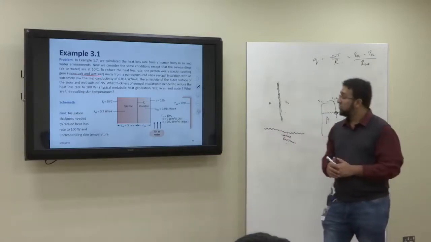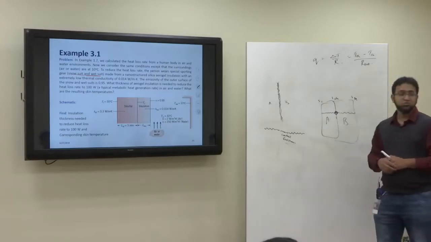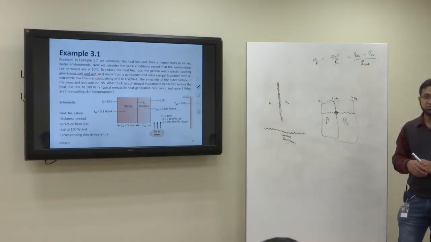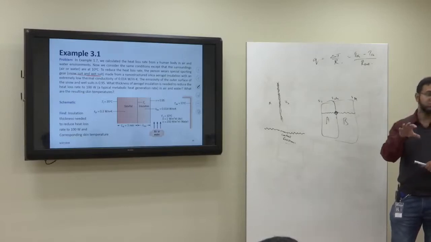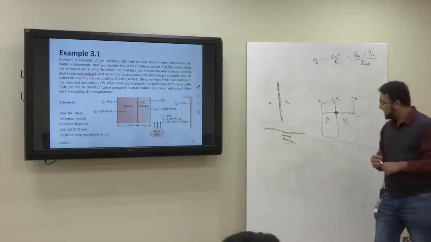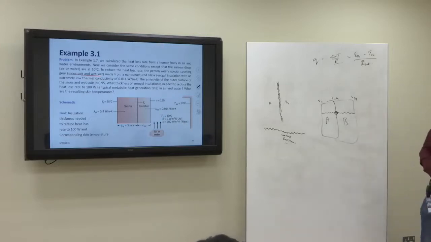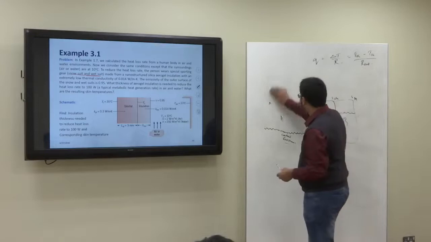So you want to reduce the heat loss rate to 100 watt. Now we need to decide what should be the thickness of the wet suit so that it reduces the heat transfer rate to that much. Now let's try to remember how the problem was before.